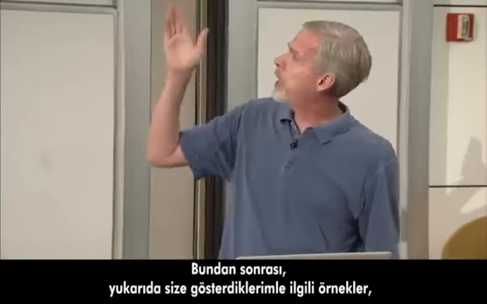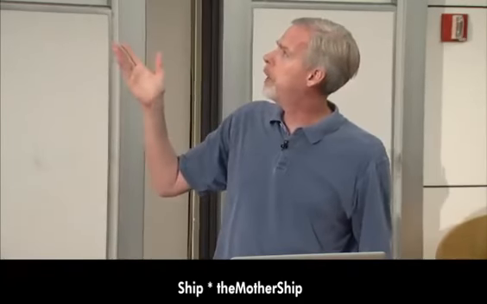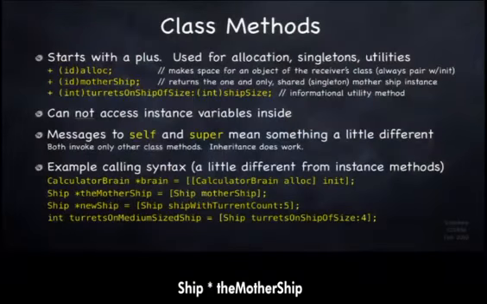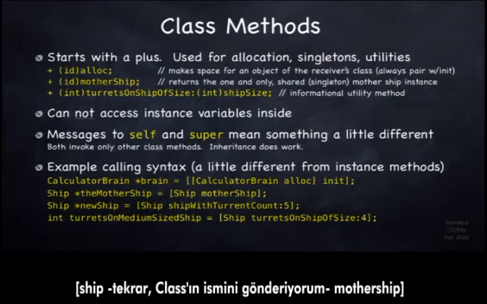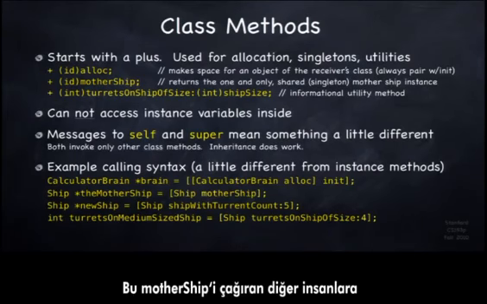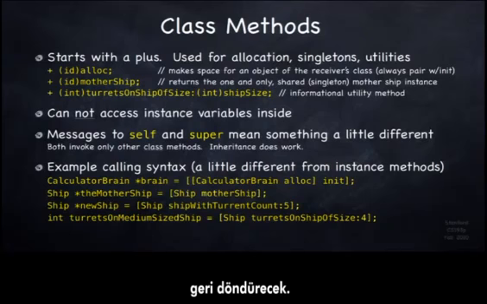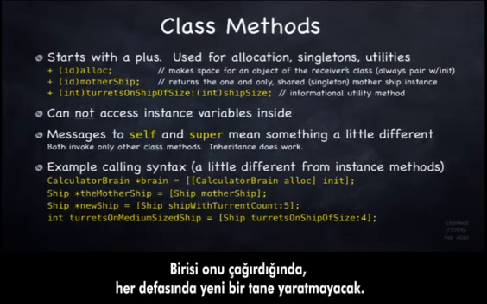So the rest of these are just examples of what I was showing above, like the mothership. You'd have a ship star, the mothership. That's a pointer, an instance pointer. Equals Ship, again I'm saying the name of the class, mothership. It's going to return that instance. It's going to be the same instance it's returning to other people calling mothership. It's not going to create a new mothership every time someone calls it.